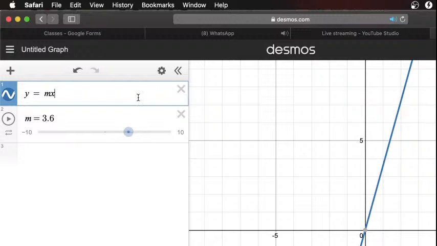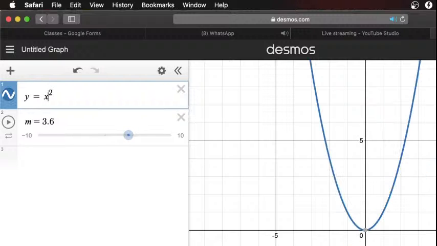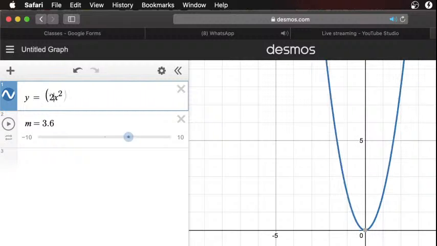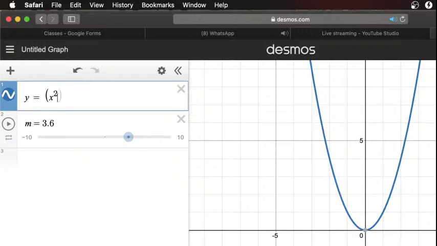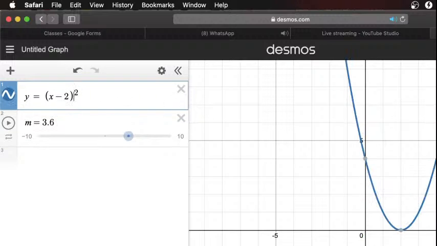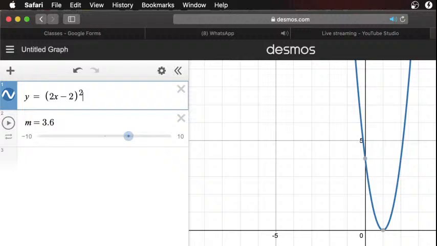What about change of the variable from x to kx? In the linear case, we would get the same, but let's say I have y equals x square, and let's say I have y equals x minus 2 whole square. Let's say I have y equals 2x minus 2 whole square. As you notice, the one change that we observe is the curve has become narrow.